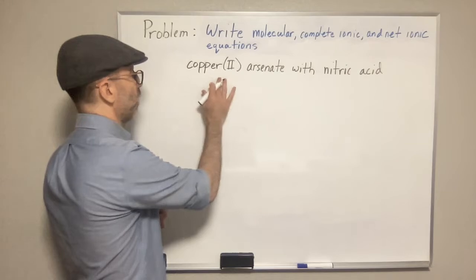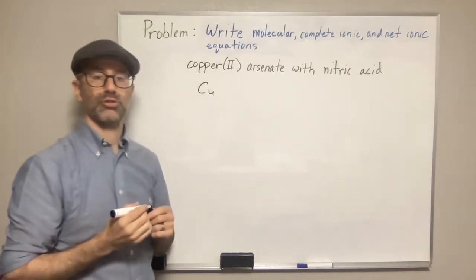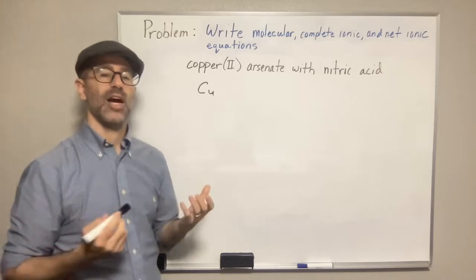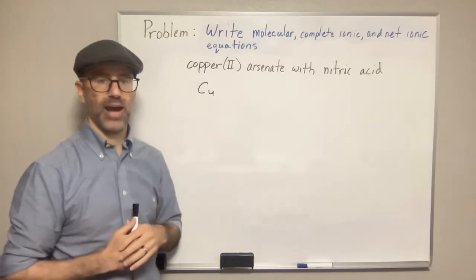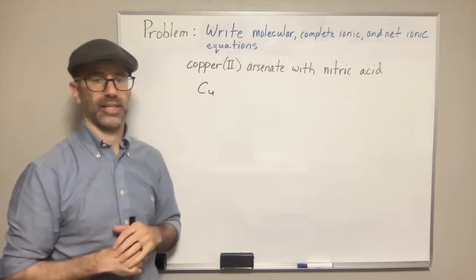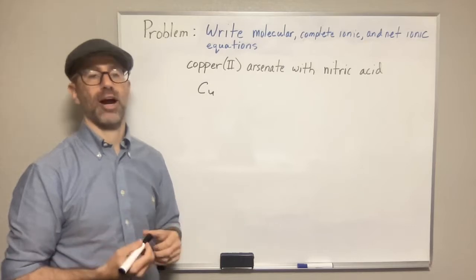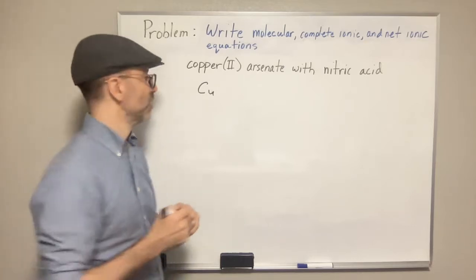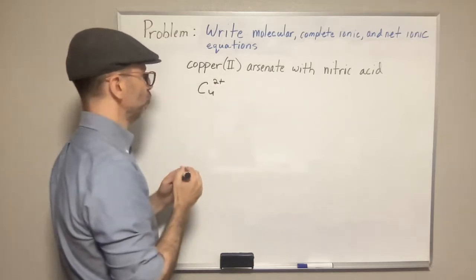So we know copper is Cu, and the Roman numeral tells you the charge on the copper. So that's easy. The Roman numeral does not tell you how many copper ions you have in your formula. It just tells you the charge on the copper ion. So every copper ion has a +2 charge. So that's +2 because of the Roman numeral 2.